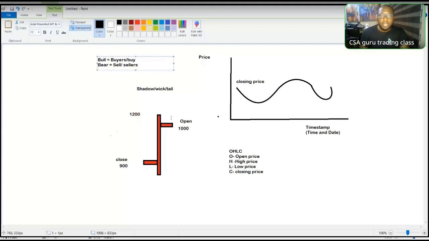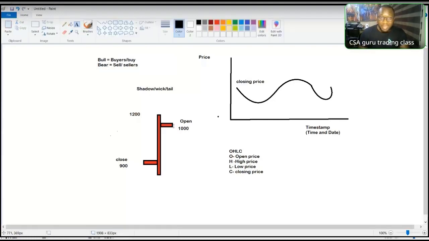So let's say the bulls are the one that started, the buyers are the one that started, right? They kicked off from here at 1,000, and they were able to pump the price. We have more buyers, and the price went up to $1,200.